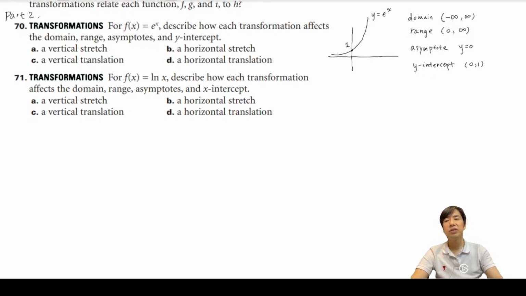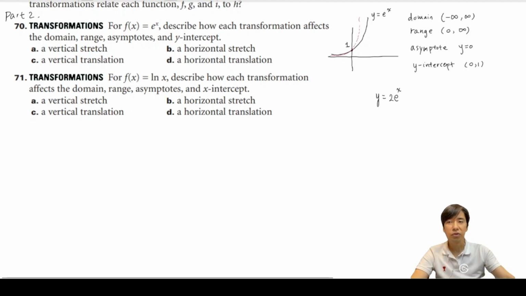Okay, A, vertical stretch. So if you do a vertical stretch on this one, for example, y is equal to 2 times e to the power of x, then when you vertically stretch it, as we've seen in part 1, the asymptote does not change. It just becomes something like this. It rises faster and goes down faster, like this.